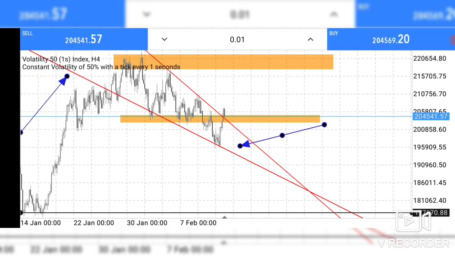So at least for now, the market is going up, but at this point, it could change direction to come down. But because this is H4, it is very, very powerful.